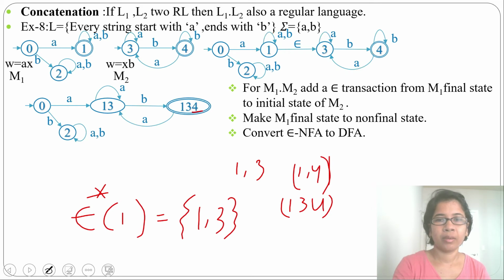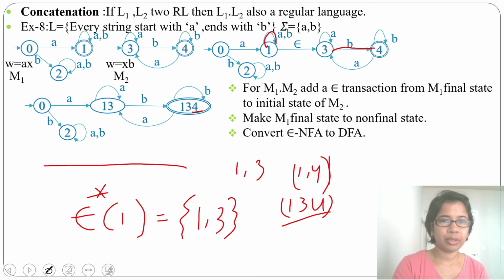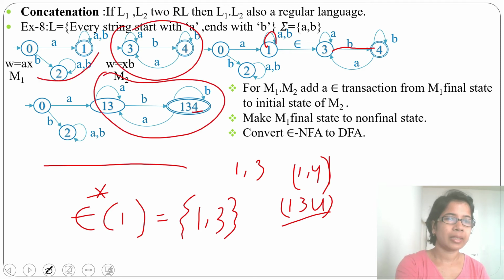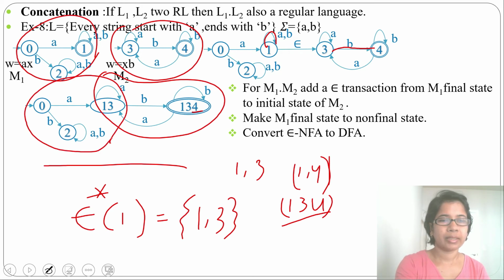Now by B, from 1 by B it goes to state 1. From 3 by B it goes to state 4. We got 1, 4. The E-closure of 1, 4 is 1, 3, 4. So from 1, 3, 4 by B it goes to itself. It will be a self loop of B. Now we got this DFA. If you mark this part, it's the same as this, and this part is the same as this. Just 1 was the final state here, and here this 1, 3 is a non-final state.